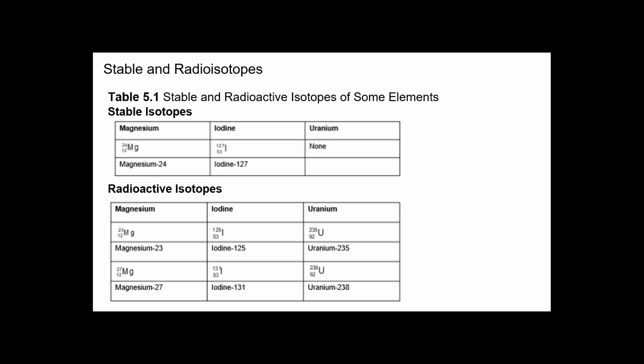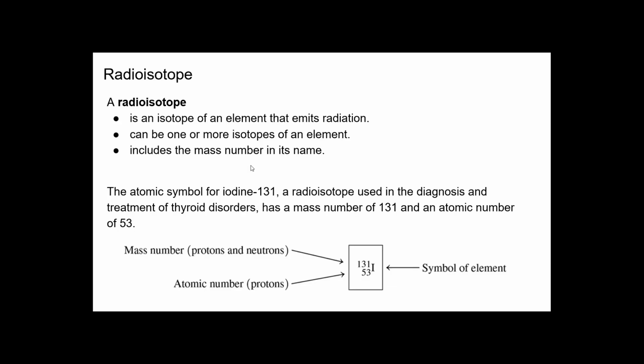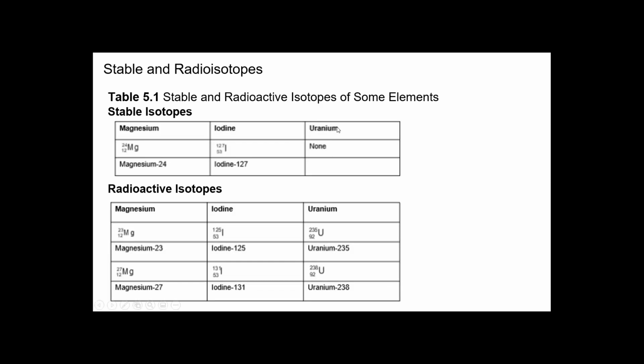So here's a chart. You can kind of get some idea, examples of stable. So if you look up here, we have magnesium. This is a stable isotope. And then we have magnesium 24, iodine 127, which is exactly what I said. And this one is 131. And uranium has no stable isotope. And then we have radioactive isotopes. So we have magnesium 23. Remember, these numbers are the mass. We have magnesium 27, which is different from the stable one. Iodine, we have 125 and 131. So iodine has two radioactive, so does magnesium, and uranium are all radioactive.